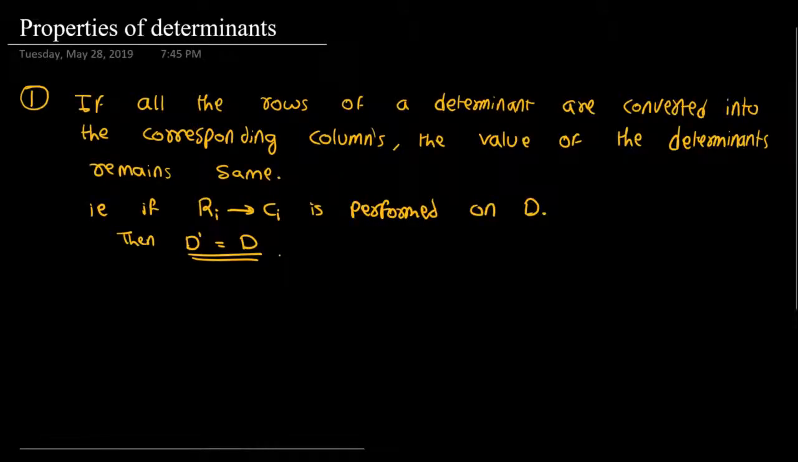The first property of determinants that we are going to study today, or else the first theorem of determinants, states that if all the rows of the determinant are converted into the corresponding columns, the value of the determinant remains same. That is, if we change all the rows of the determinant into the columns and vice versa, then the value of that determinant will be equal to the value of the newly obtained determinant. Let us prove this one.